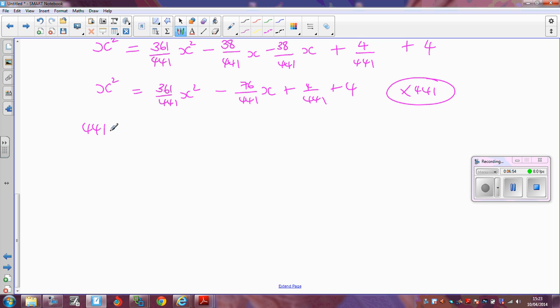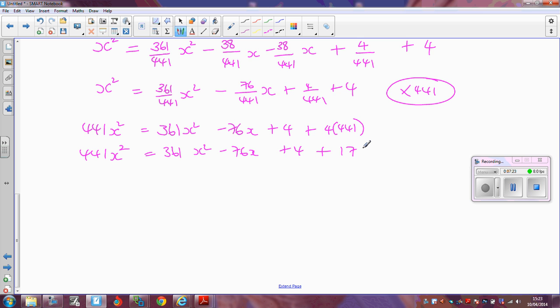So this becomes 441 x squared. This becomes 361 x squared minus 76x plus 4 plus, and I've got to do here 4 times 441. Okay, so I've now got 441x squared is equal to 361x squared minus 76x plus 4 plus 1764, which is 441x squared is equal to 361x squared minus 76x plus 1768. Now I can see that that's a quadratic equation, so I'm going to move all of this lot on the left over to the right.